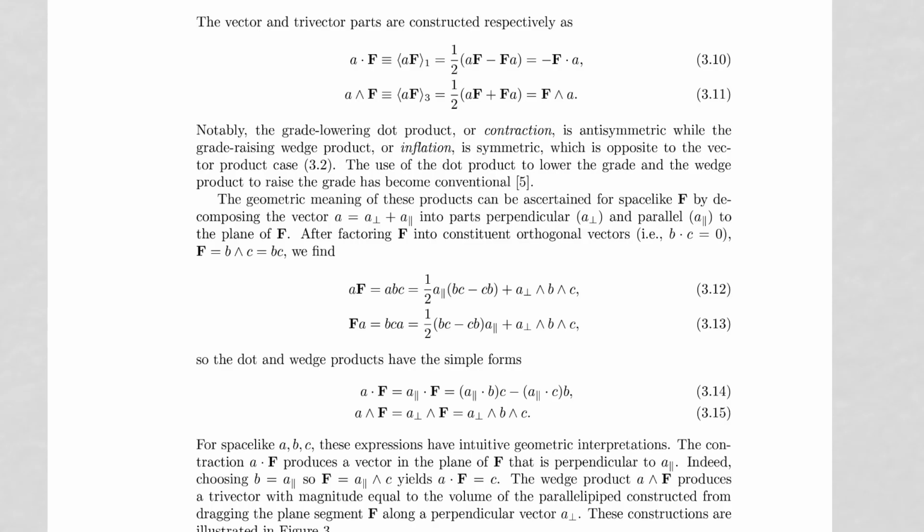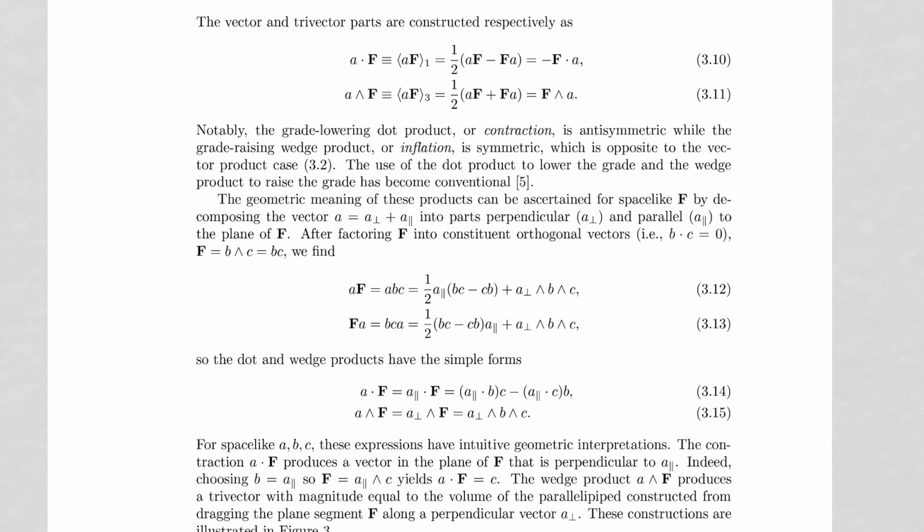But then they point out that in this case, the contraction part is the anti-symmetric piece, and the inflation part is the symmetric piece, and I showed you that several lessons ago. Notably, the grade-lowering dot product or contraction is anti-symmetric, while the grade-raising wedge product or inflation is symmetric, which is opposite to the vector product case. Yeah, exactly. Now, this is a trivector, which is totally anti-symmetric, but it is the symmetric part of the space-time product, and I showed you a couple lessons ago why that actually makes sense.